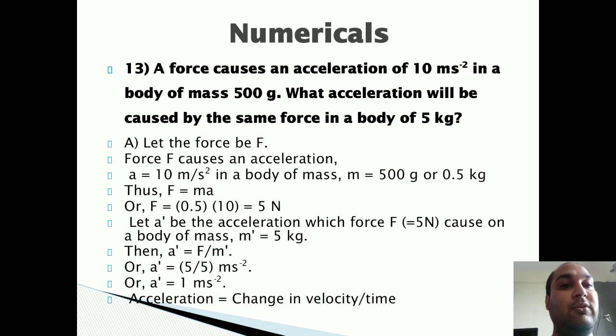Now what are they telling? What acceleration will be caused by the same force? They are applying the same force on another body of mass 5 kg. After applying the same force, at what rate it will be accelerating, that we want to find out. Okay, so in the next case, acceleration we do not know, but force we know. So again, a dash is equal to F upon m dash. F is the same. F is what? 5 Newton, what we have calculated previously. Mass in the next case is 5, so it is 5 upon 5, it will get accelerated 1 meter per second square.